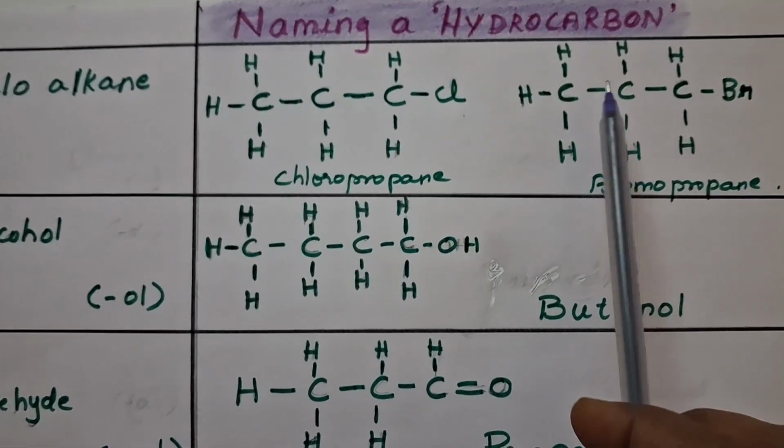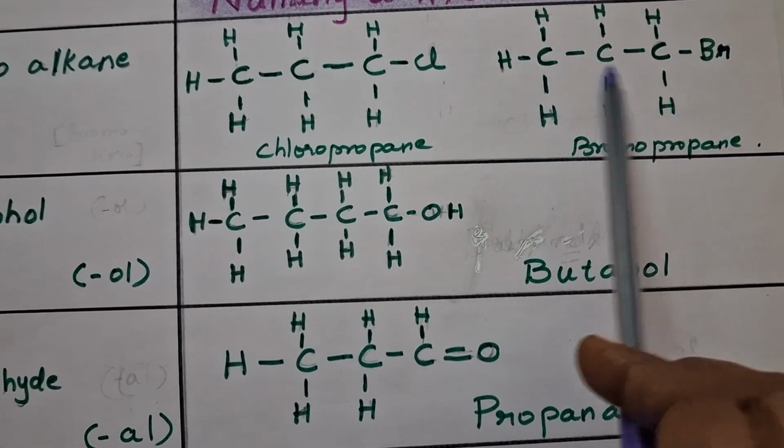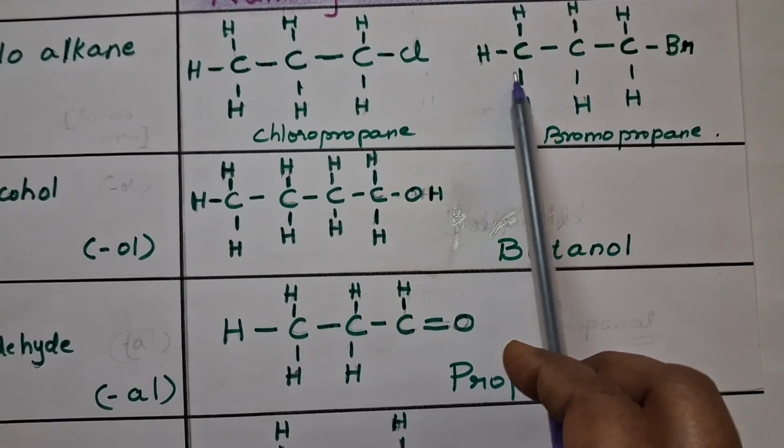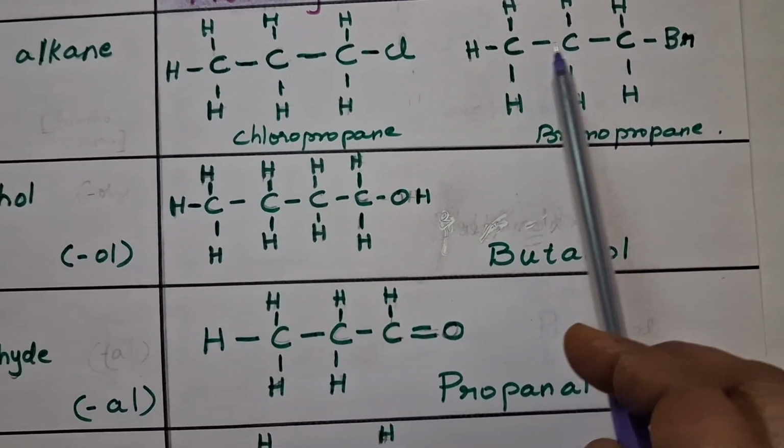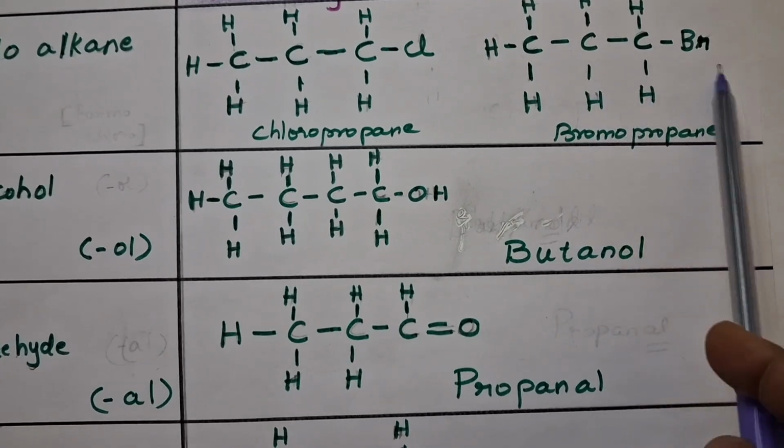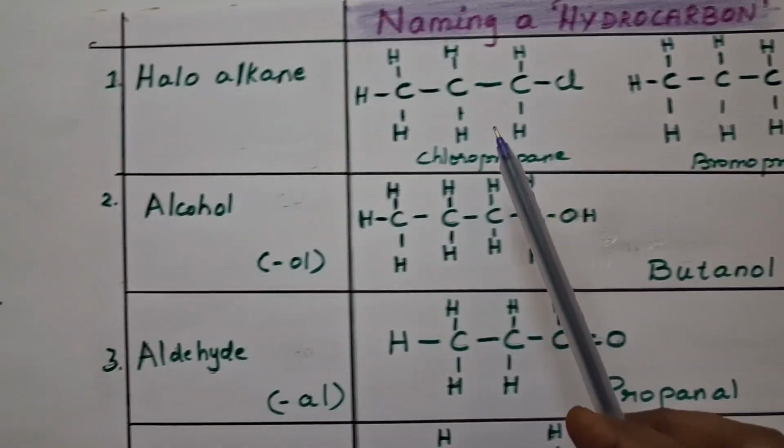Similarly here, meth, eth, prop. Here a bromine is there. So it is bromopropane. So the name goes in this way.